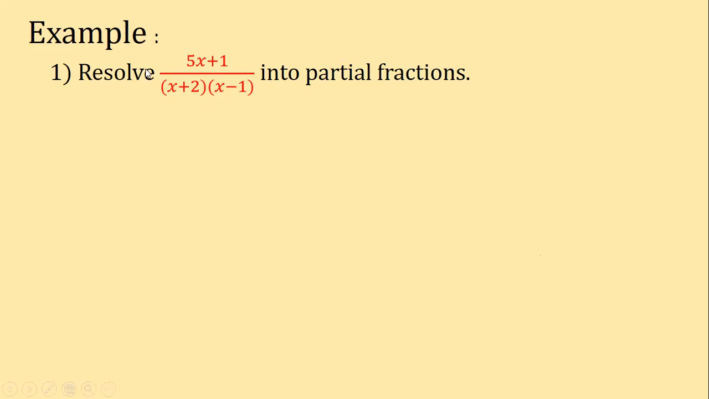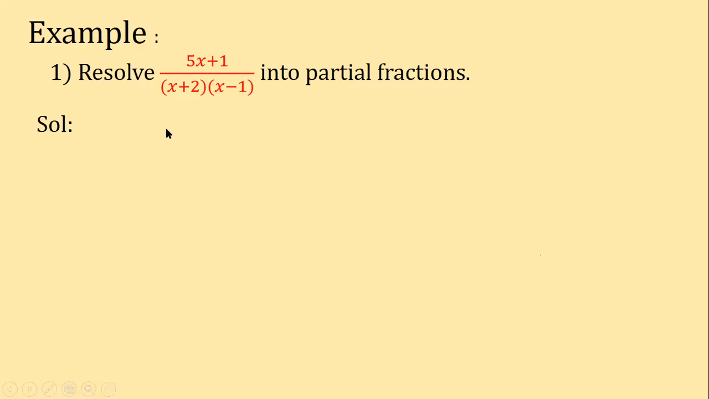Why am I saying it is a proper fraction, children? Because the numerator has degree 1, because it is a linear polynomial, yes or not? Its degree is 1. Whereas the denominator is a product of two factors. When you multiply them, what happens? x into x becomes x square, yes or not? That means the degree is how much here? 2. So the numerator's degree is less than the denominator's degree, so it is called a proper fraction. What is our question? Resolve 5x plus 1 by x plus 2 into x minus 1 into partial fractions.